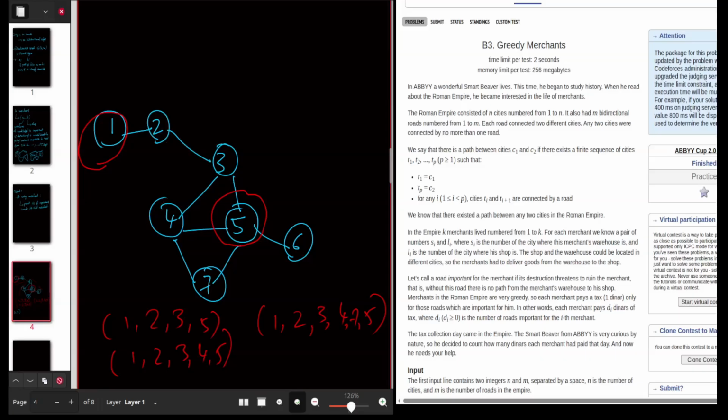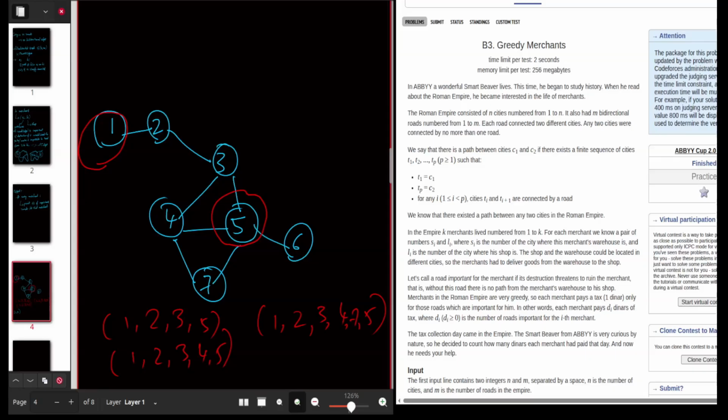Now, if you cut the edge between 3 and 4 or 4 and 5 or any other edge, then the paths between 1 and 5 won't get disturbed. For example, if you cut this edge, you still have the path 1, 2, 3, and 5, which is this one. You can cut this, but it is not affecting the paths from 1 to 5.